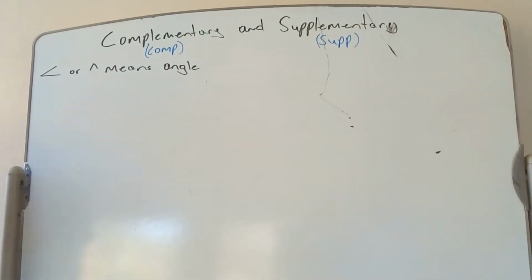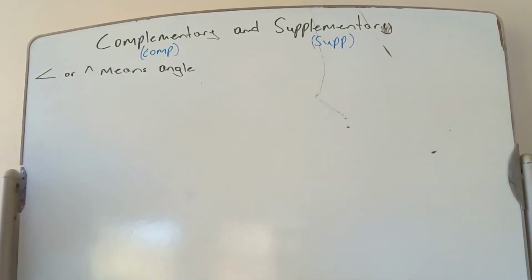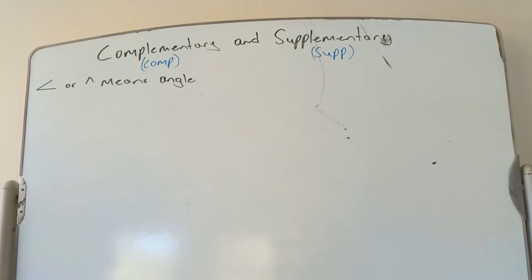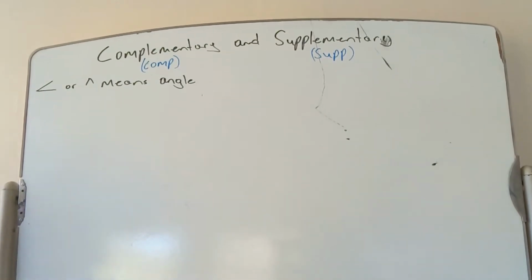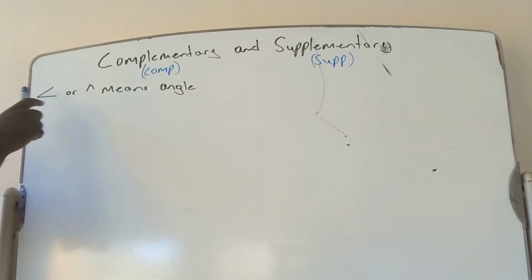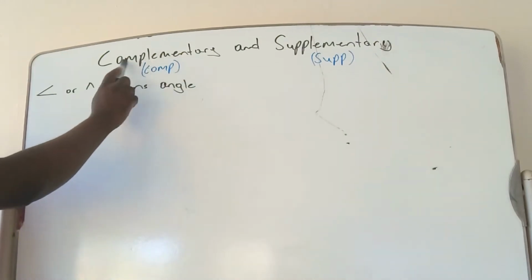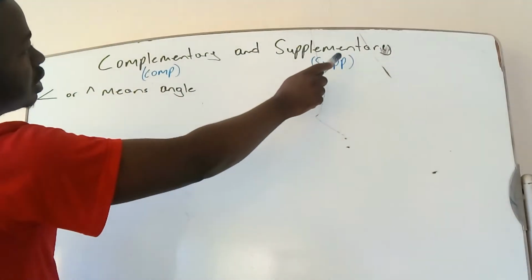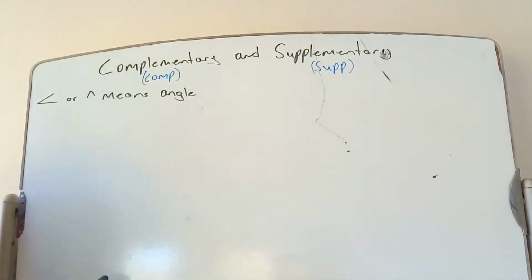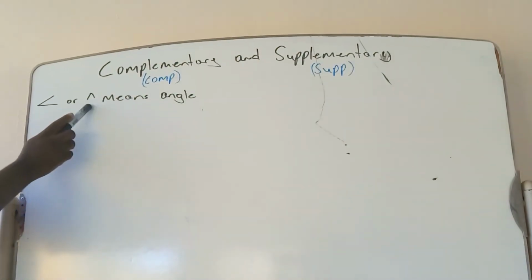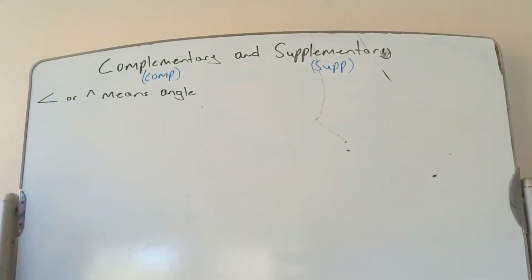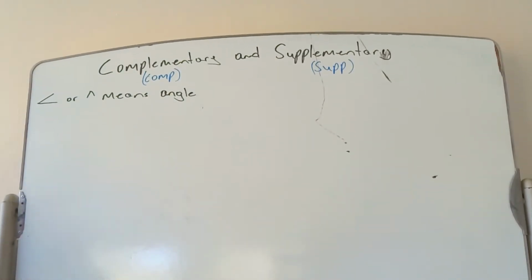Alright, hello everyone. Our focus for this lesson is complementary and supplementary angles, right? So that's what we're going to focus on. Now, COMP is short for complementary and SUPP is short for supplementary. These two symbols here mean angle. I'm going to use them throughout this video, so I just want to make that clear.